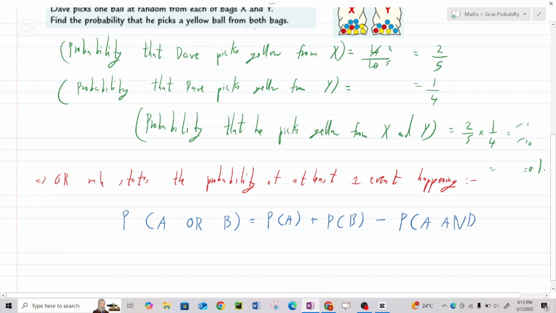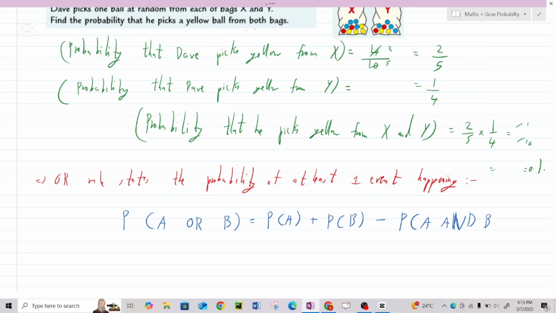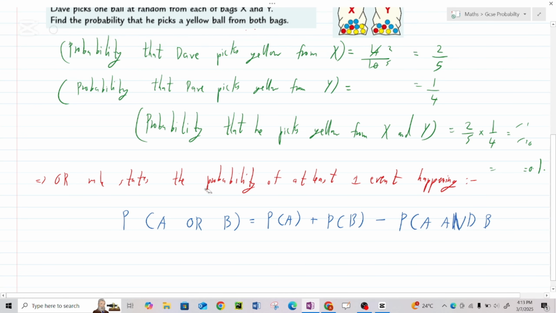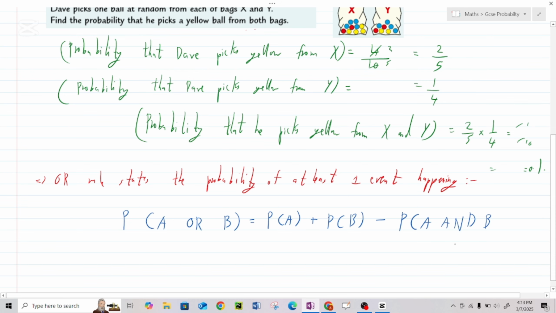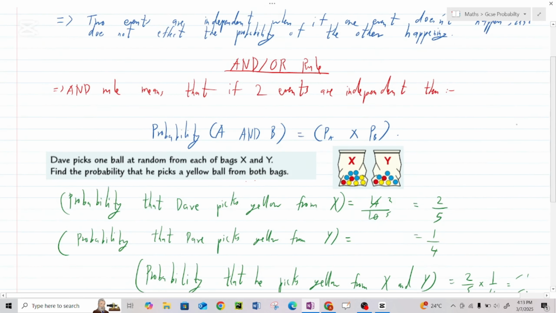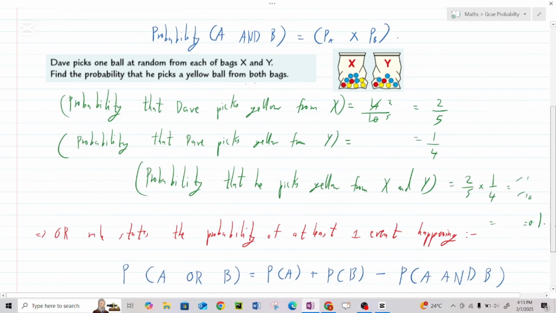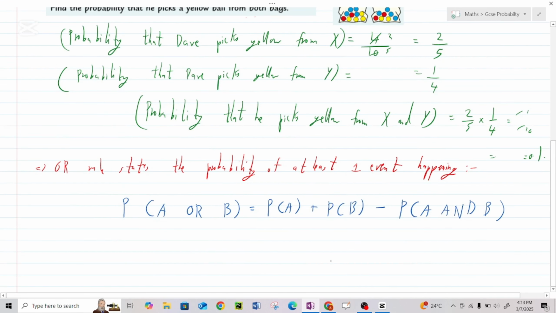A and B. Okay, that means that for this I need to know the AND rule probability, then I can find the OR rule probability.